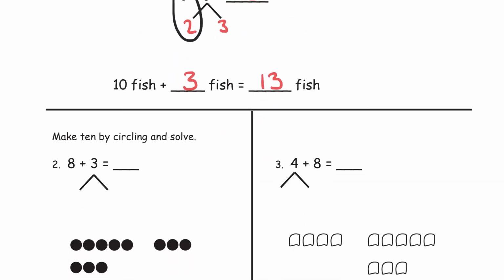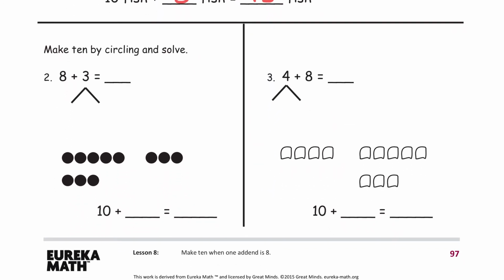Okay, let's take a look at numbers 2 and 3. On numbers 2 and 3, the directions are make 10 by circling and solve. So they have it set up for us here. We have a group of 8. Here's our 8. And then 3. Here's our 3. Then they want us to circle a group of 10 and do our mini number bond. I'll get us started on number 2, and then you'll do number 3 on your own. So we're going to circle up our group of 10. I misspoke.